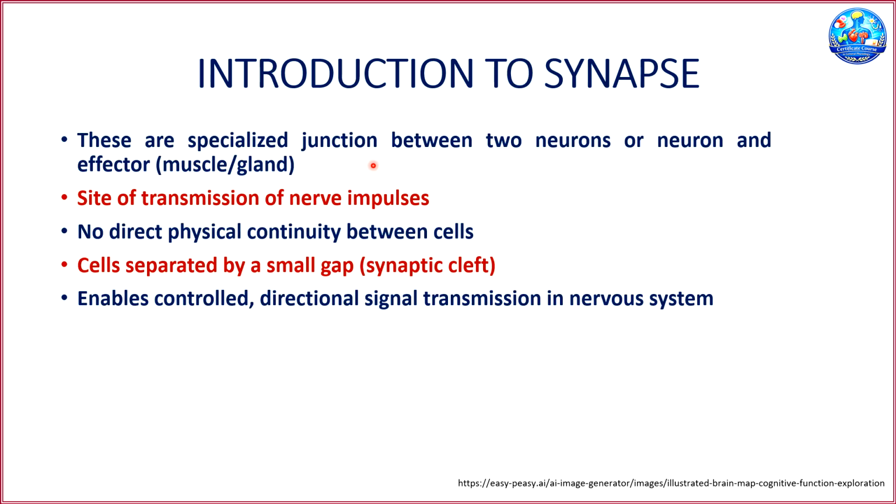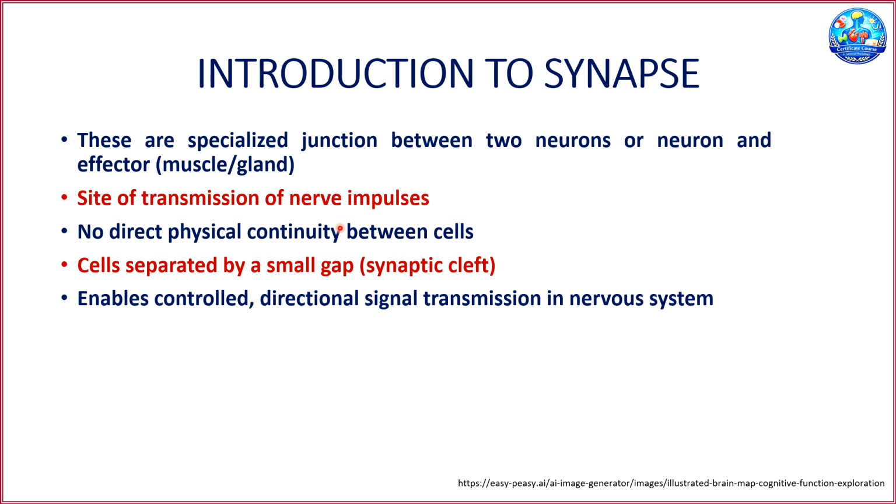What is a synapse? A synapse is a specialized junction which is found between two neurons or between a neuron and an effector cell such as a muscle or a gland. It is the site where nerve impulses are transmitted from one cell to another.